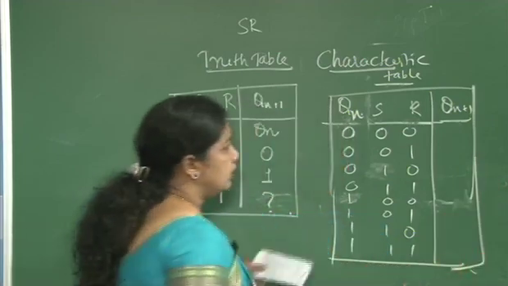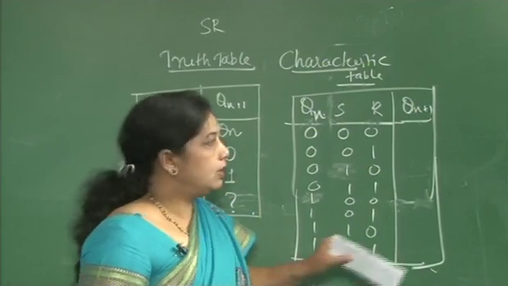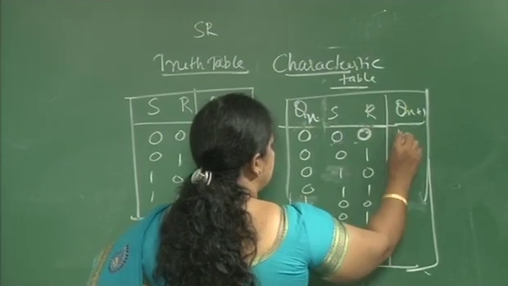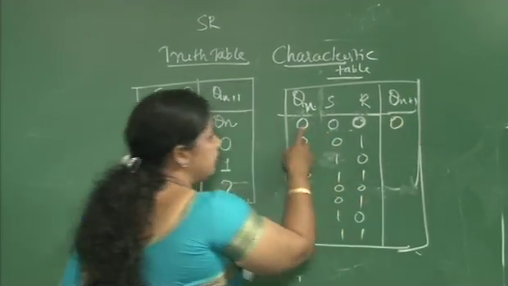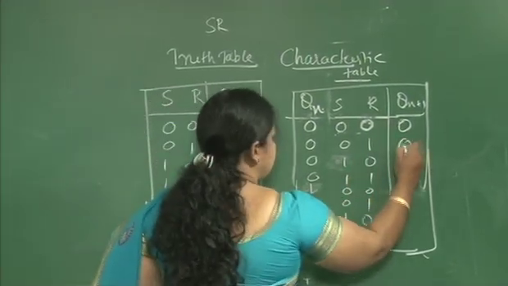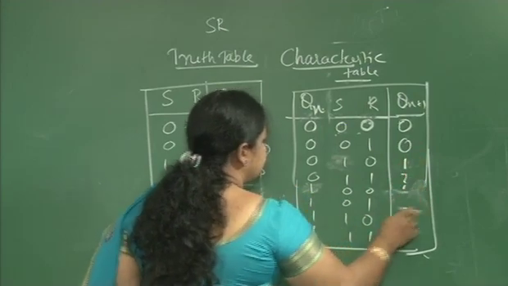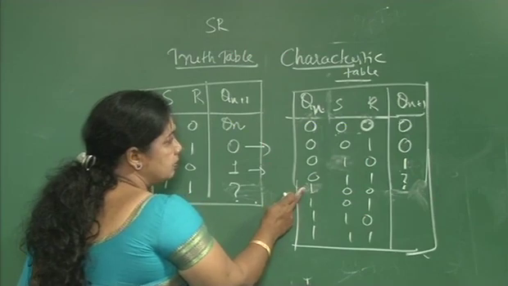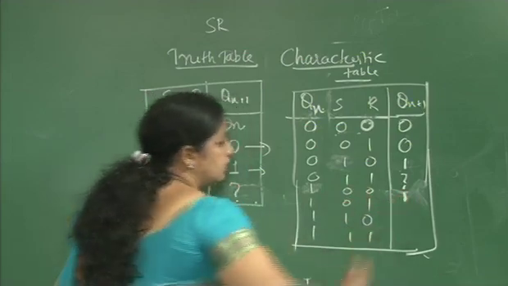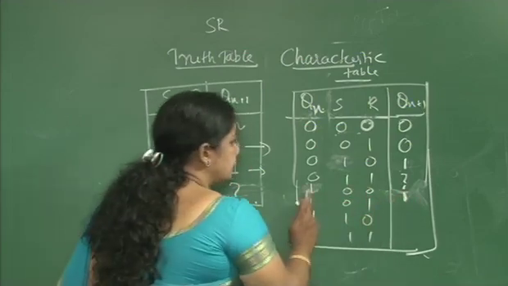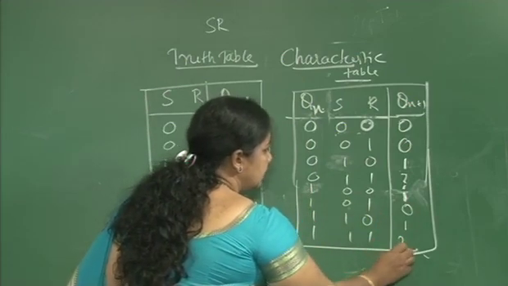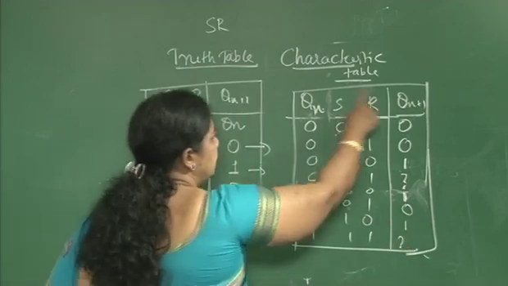Now let us see what my next state, my output, should be. Whenever it is 0 0 condition, it is no change; whatever was the previous state, the same thing is retained. As usual, 0 1 and 1 0 are the reset and set conditions, and 1 1 is indeterminate. Now my next state has become 1. The present state is 1; 0 0 means no change condition, so my next state will also be the same as the present state. So it is 0 1 reset condition, 1 0 set condition, and 1 1 indeterminate condition. This is nothing but the characteristic table.